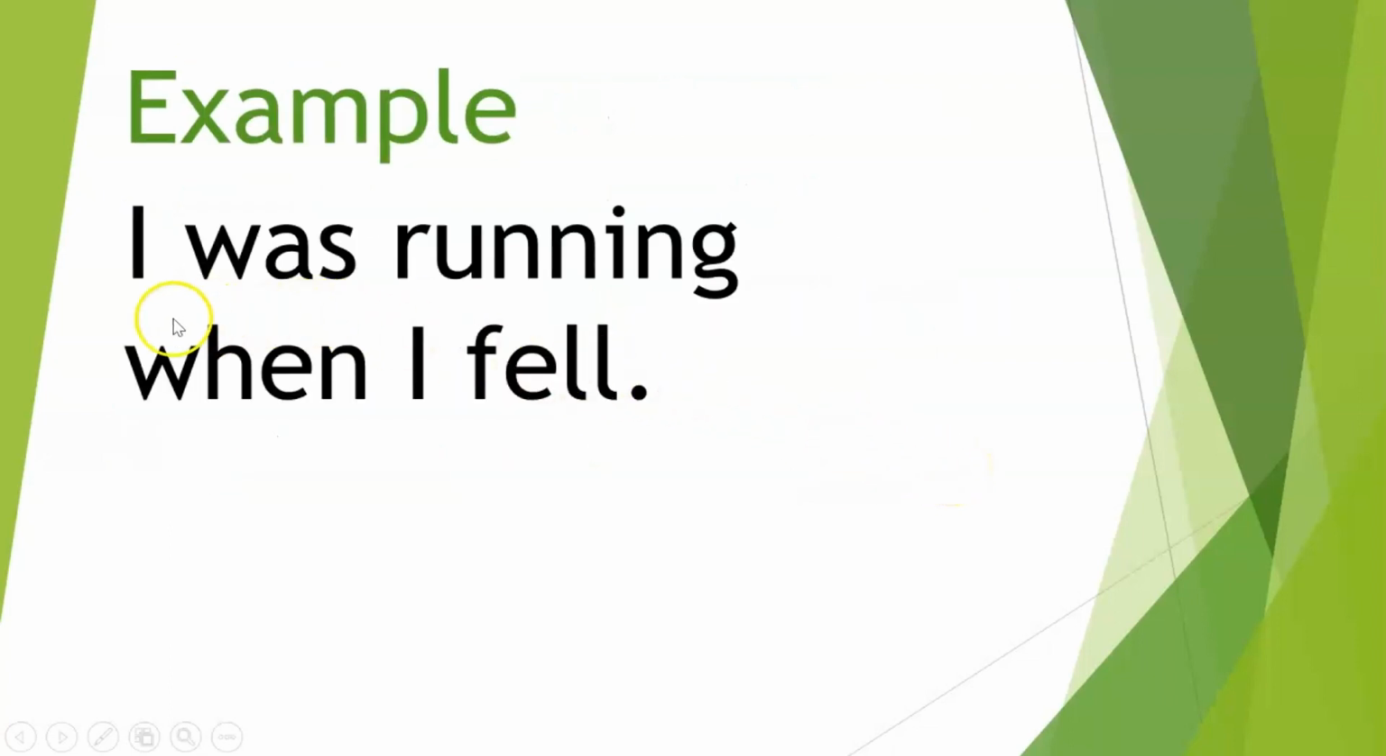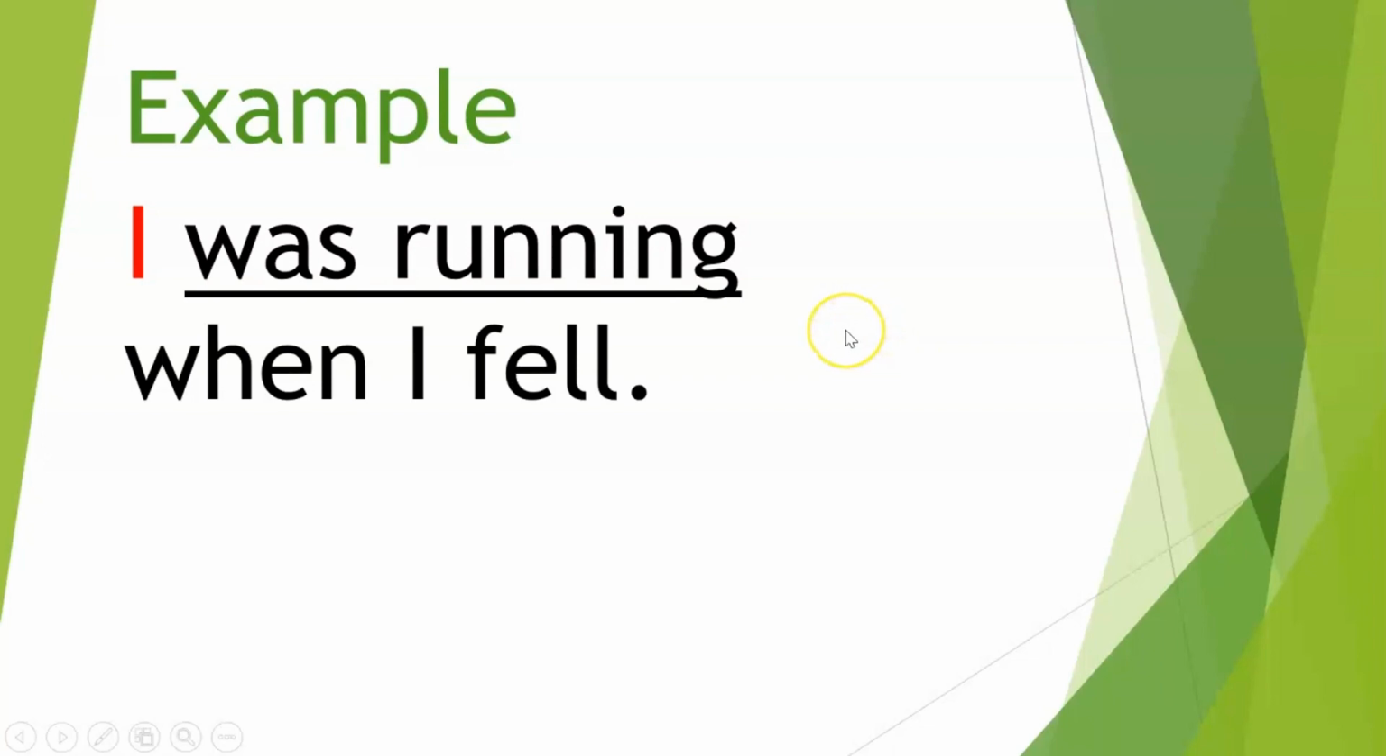So here is an example. If I say, I was running when I fell, I was running when I fell, you will write this on your paper. And first you will underline the past continuous verb and the subject, like this. I is the subject, and was running is the past continuous verb.